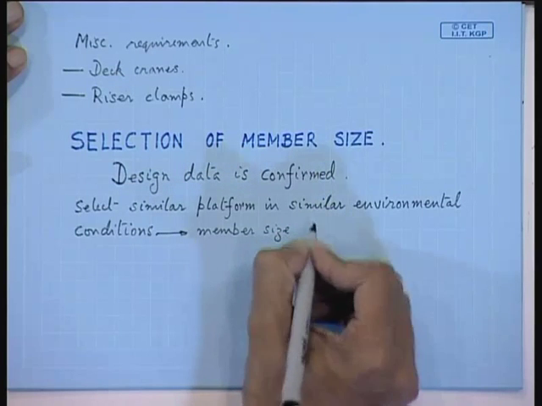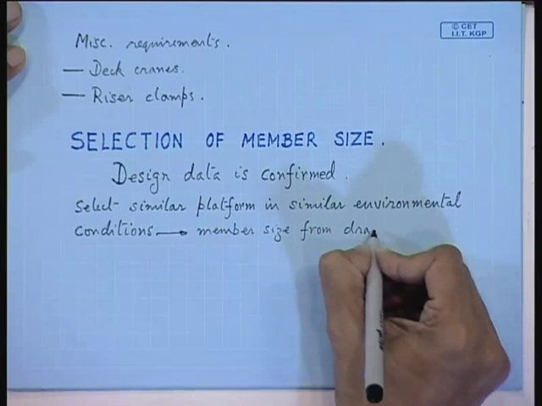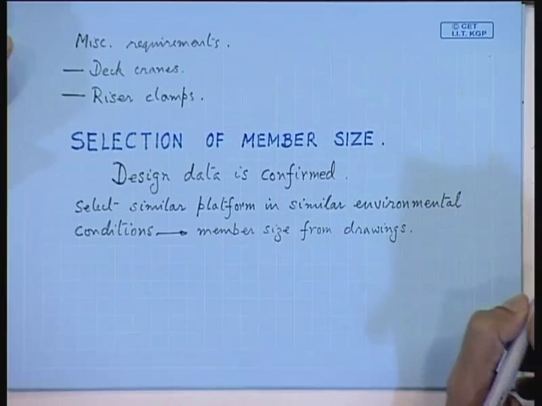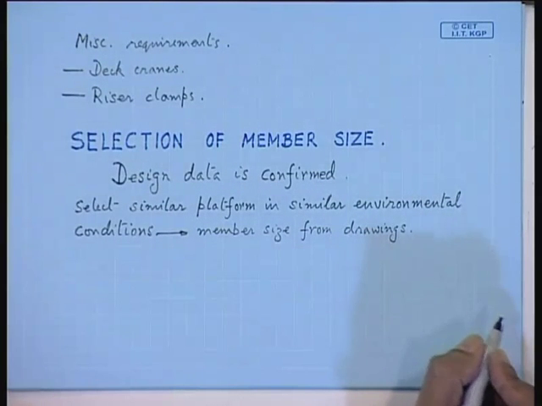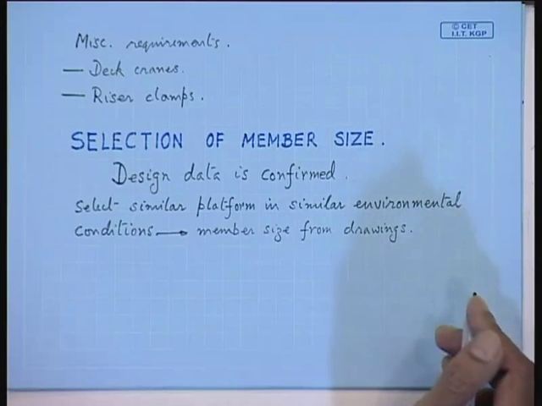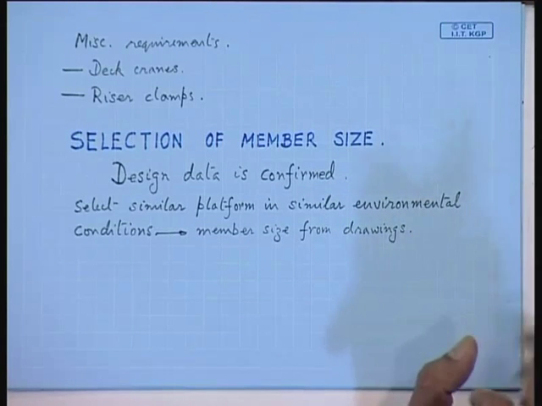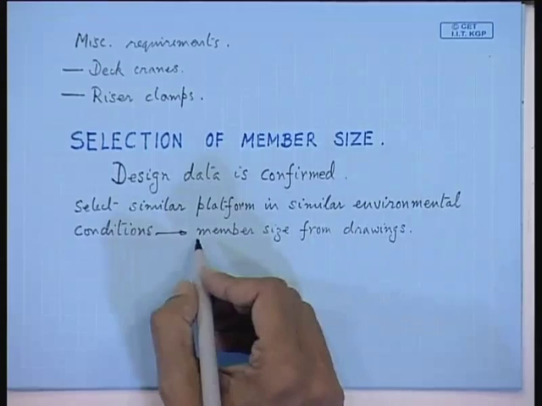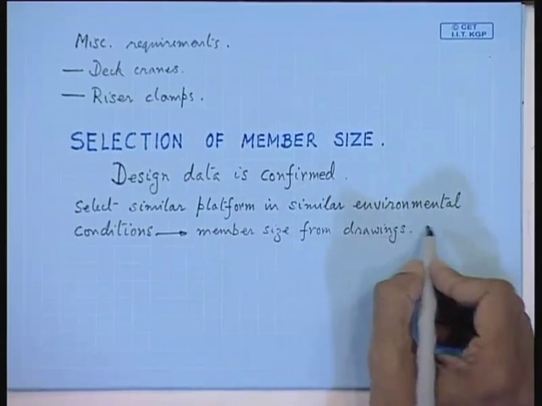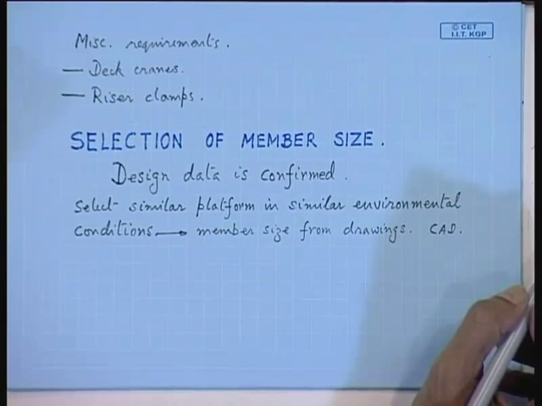Member size from design documents or from drawings. Normally most of the offshore companies have a well established design and production office. Also in shipyards, if you are building ships, you go into your design office and ask for your previous design files. That is your previous archiving. Nowadays these drawings are all done in microfiche archiving or CAD. So from here you can get all the information. This is one area from which you can select.